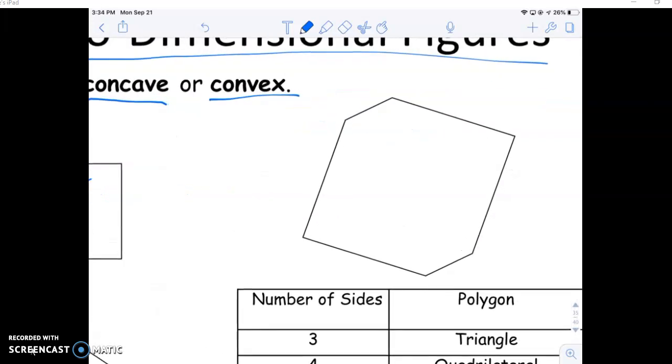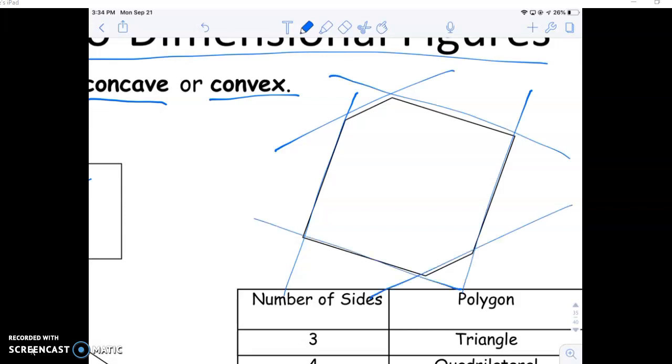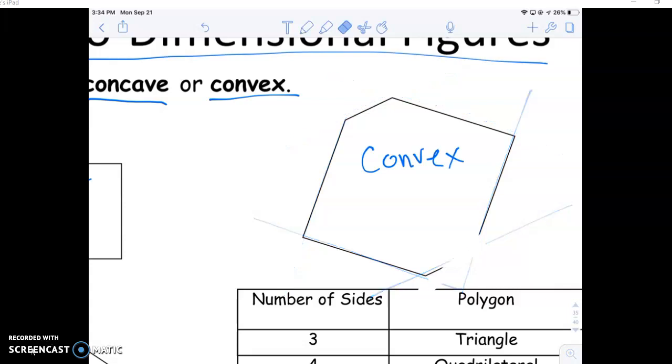Now this one, if you did the same thing, draw a line kind of bordering that shape, as you can see, none of the lines are inside of that polygon. So that is an example of convex. Alright, so that's concave and convex.